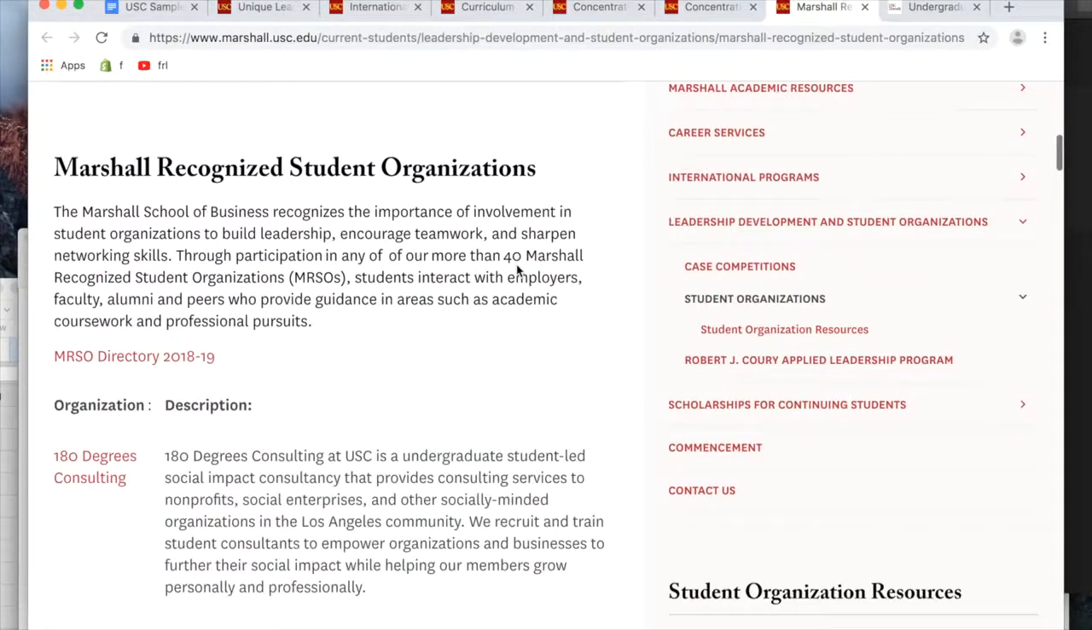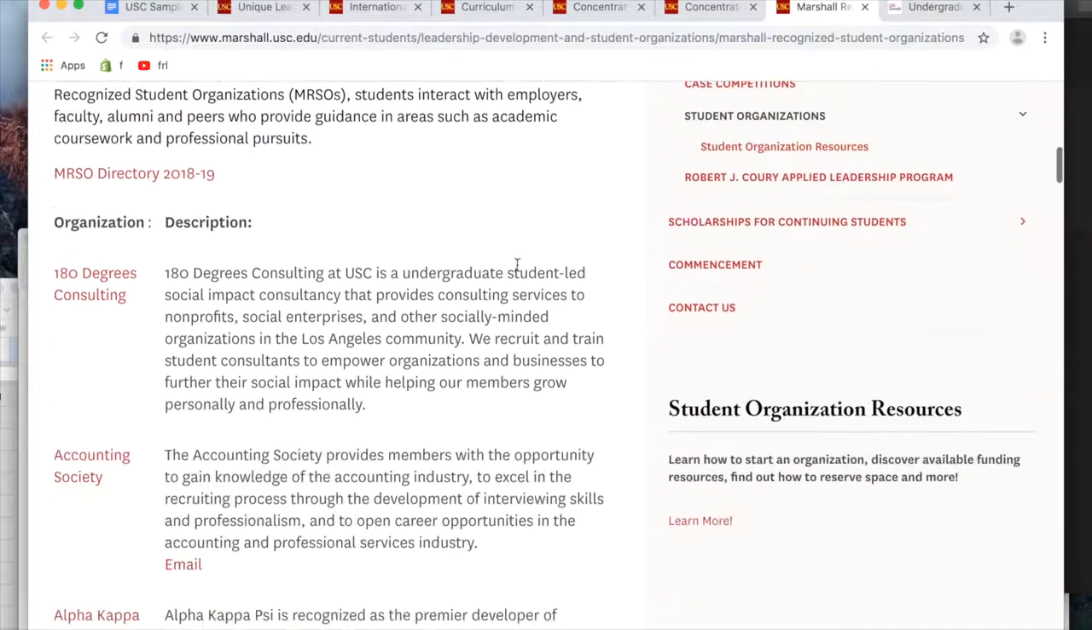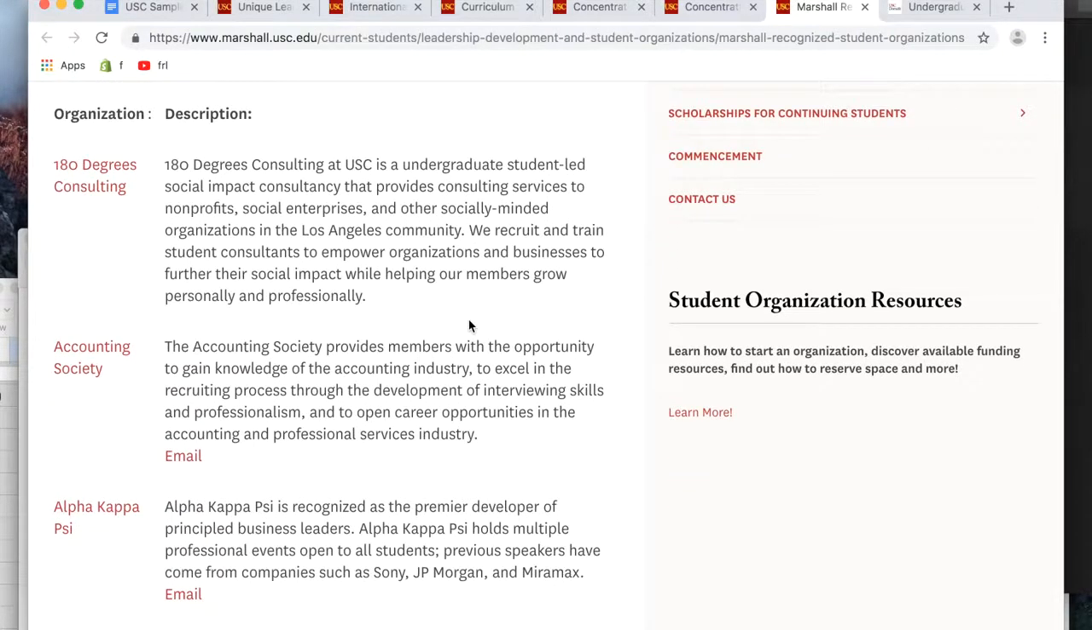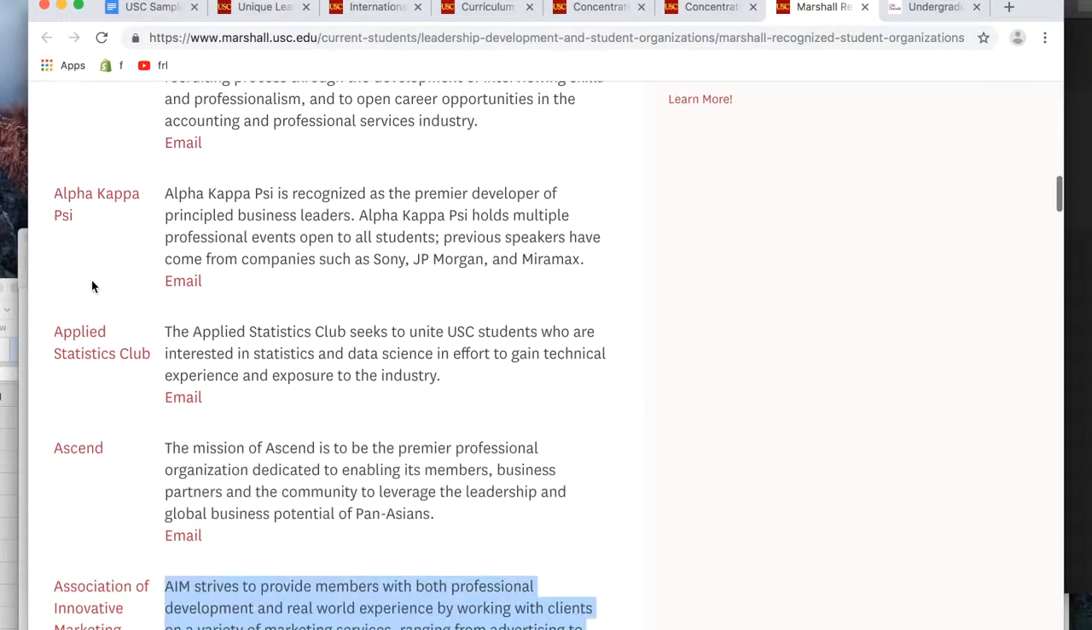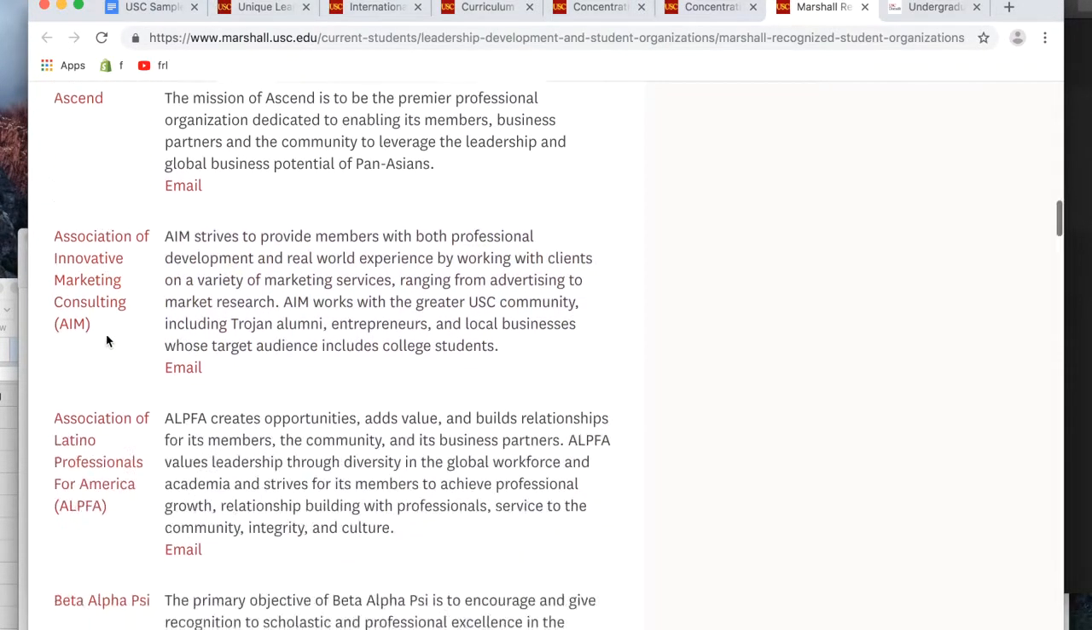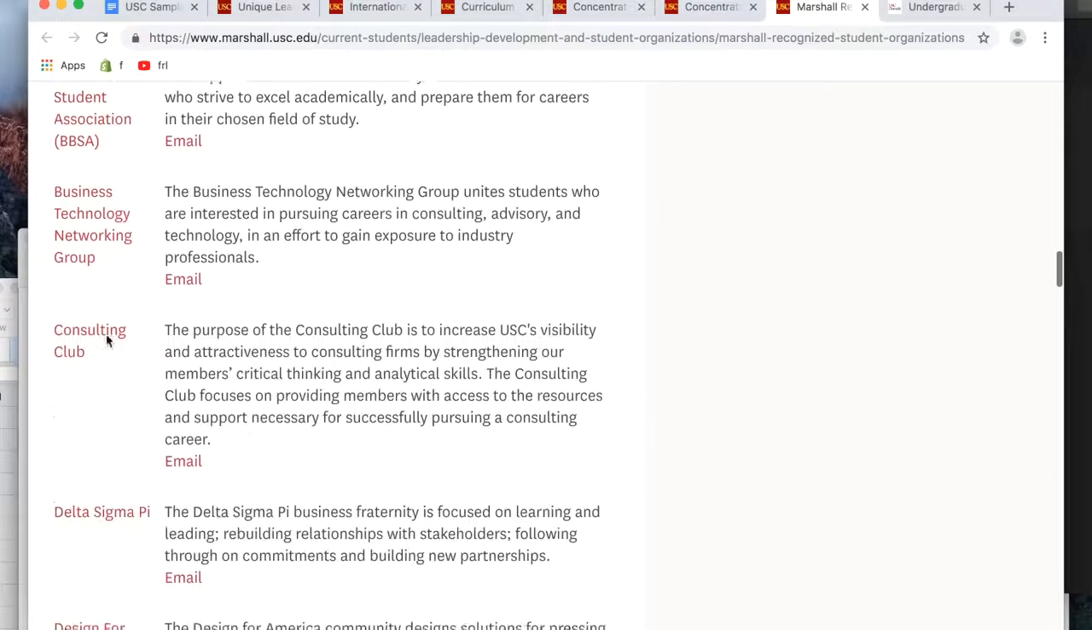And if you look at the Marshall student organizations, this is a good page to go through to see what organizations you want to join and how it can help you with your goal. So it could be the 180 Degrees Consulting, Accounting Society, the Association of Innovative Marketing if you're a marketing major. So this is a good page to go through.